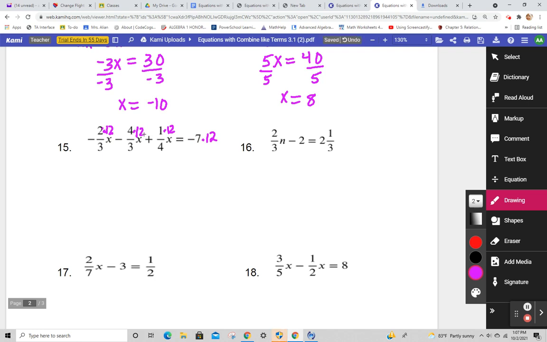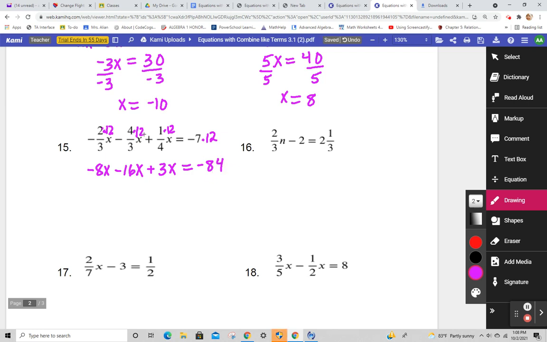12 times 2 is 24. Divide that by 3, that's going to be negative 8x. Remember the negative outside. 4 times 12 is 48. Divide that by 3, that's going to be 16 minus 16x. 12 times 1 is 12. Divide that by 4, we're going to have plus 3x. Equals negative 7 times 12 is negative 84.